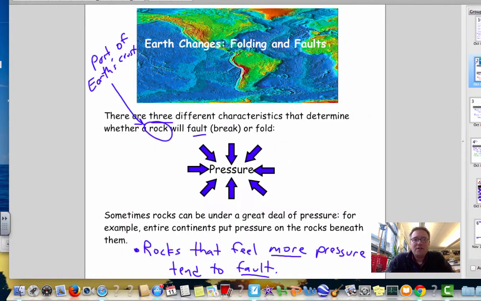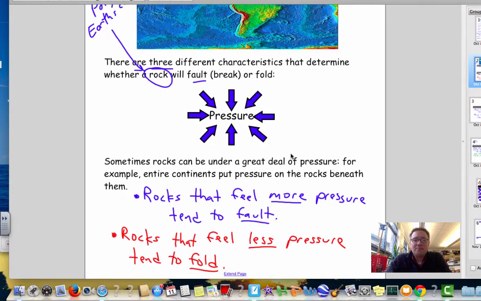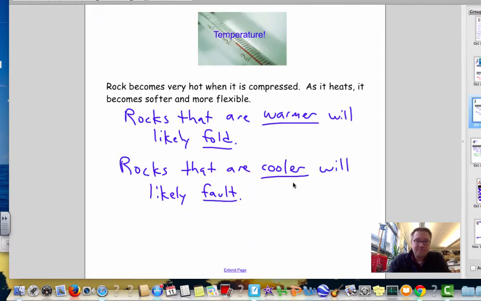So moving forward, there are a couple different factors that determine whether a rock will fold or whether it will fault, crack. The first factor is pressure. If a rock feels more pressure, being pushed a whole lot, it will fault. It'll more likely break. If it's less pressure, it tends to fold. All right. So the first one is pressure.